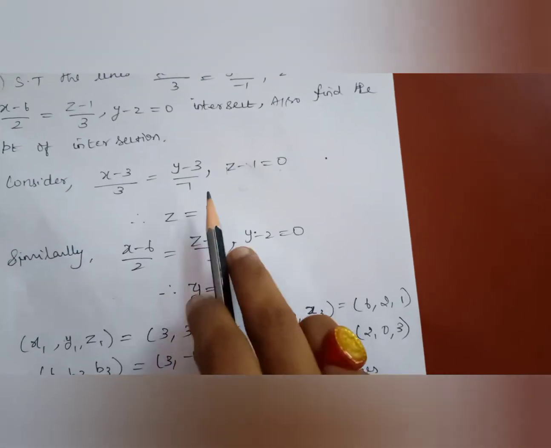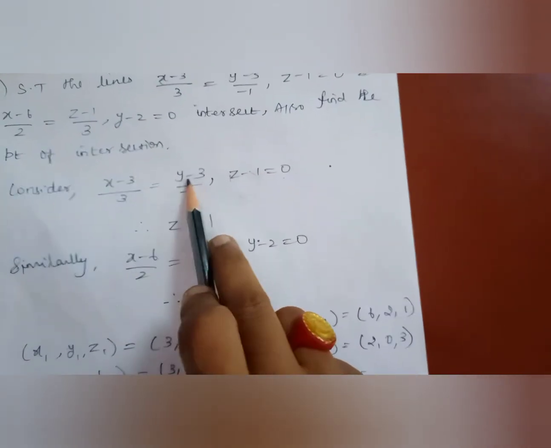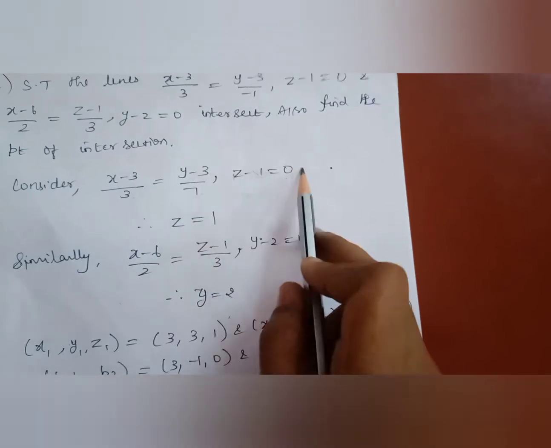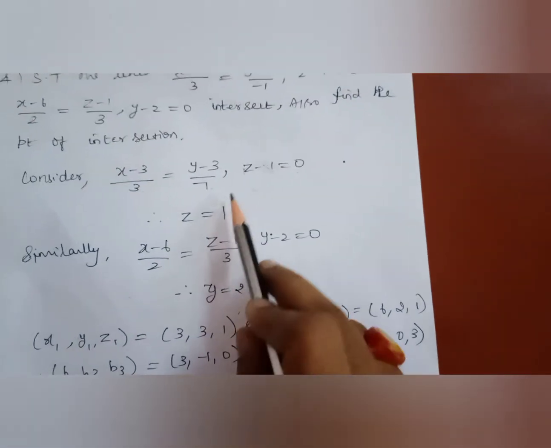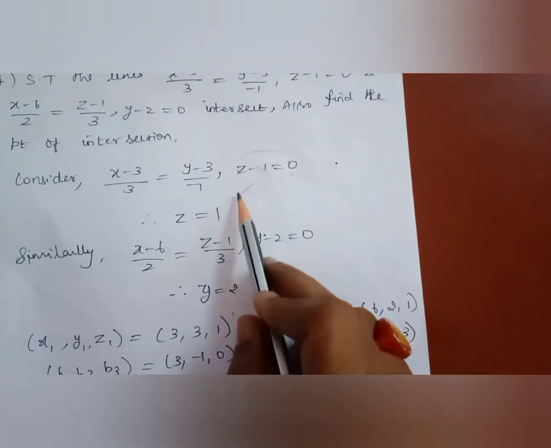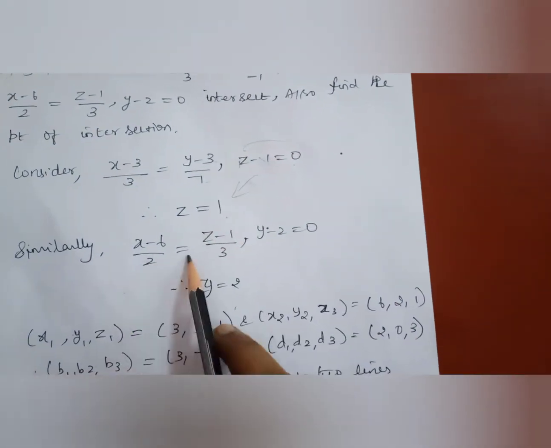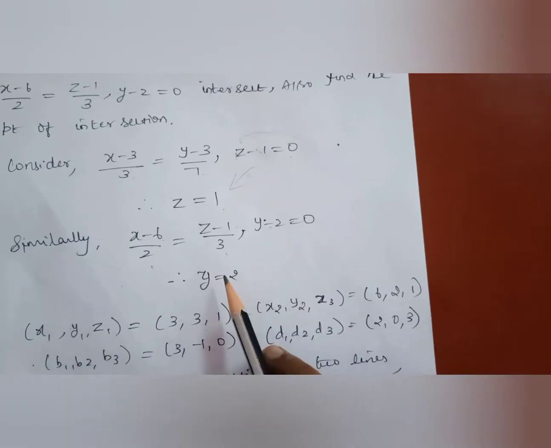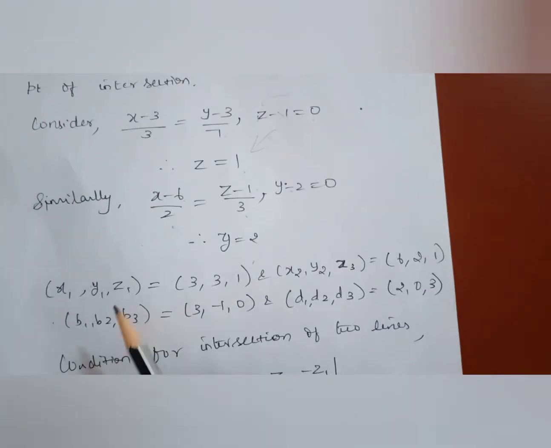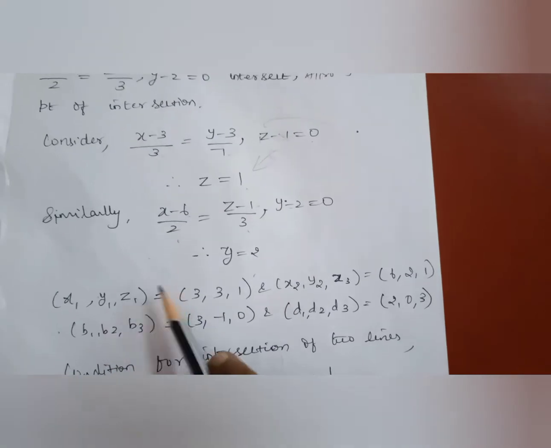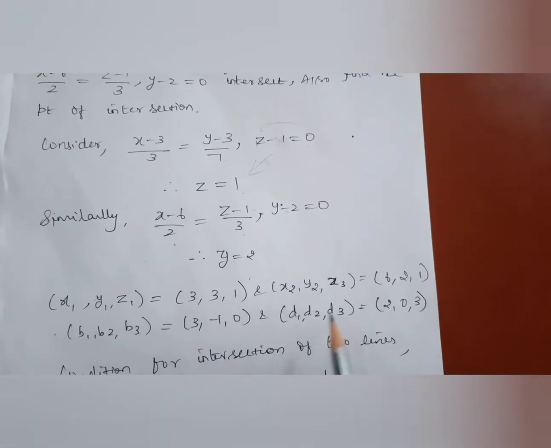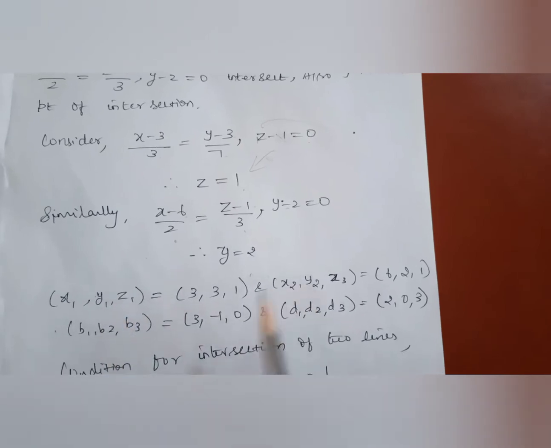So we need to check whether they intersect and we need to find the point of intersection also. So consider the first line, (x minus 3)/3 equal to (y minus 3)/(minus 1), and z minus 1 is equal to 0, means z is equal to 1. So from this one we can derive the z value as 1. And similarly (x minus 6)/2, (z minus 1)/3 and y minus 2 equal to 0 means y is equal to 2. So now write the points x1, y1, z1, x2, y2, z2, b1, b2, b3 and d1, d2, d3. These two are parallel lines, these two are the points.